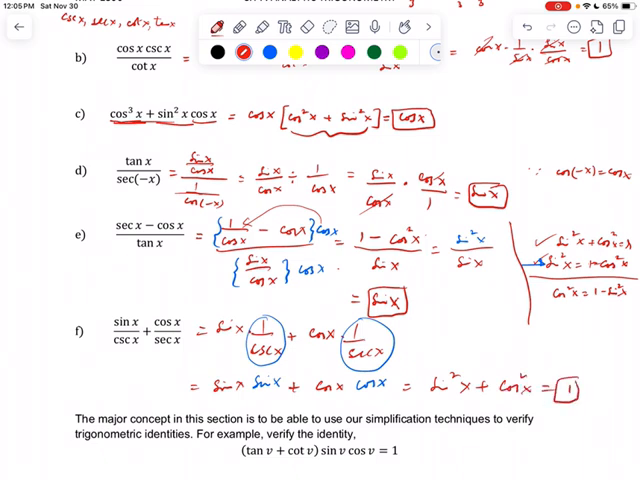Now, is this the only way we can do it? No, there are different ways to do it. So you may try to do it in any way you want. As long as your math is correct, your algebra is correct, and you are using the correct trig ratios, it will be considered correct.